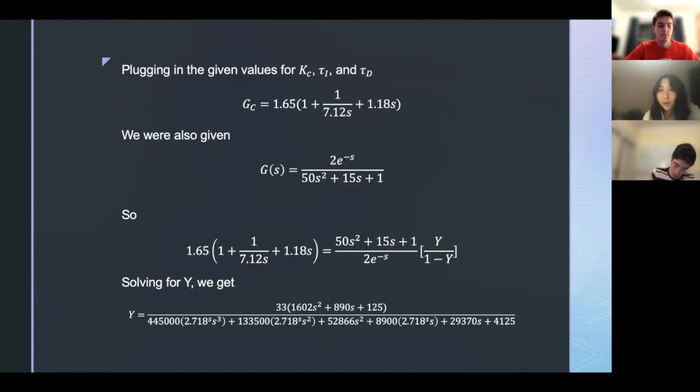And plugging both of these equations into the equation we just derived, we're going to get 1.65 times 1 plus 1 over 7.12s plus 1.18s, which is our GC, is equal to 1 over our G of S, which is 50s squared plus 15s plus 1 over 2e to the negative s. And all of that's times y over 1 minus y. And we use Wolfram Alpha to solve for y, and we got this huge equation.